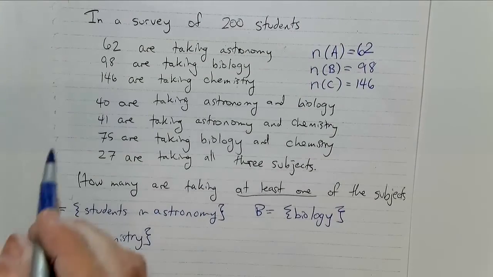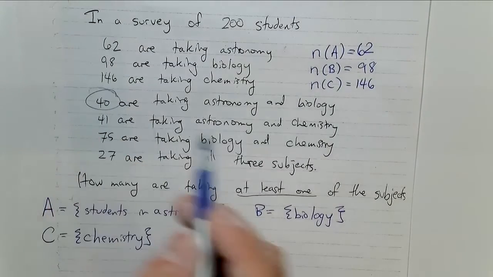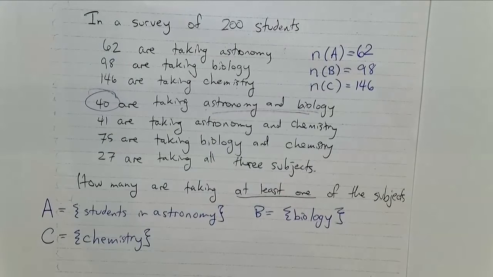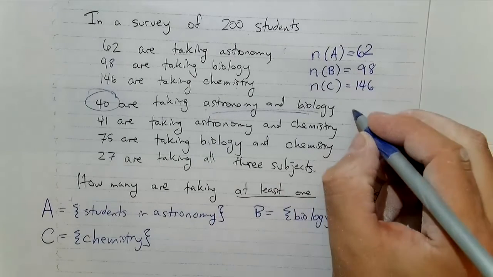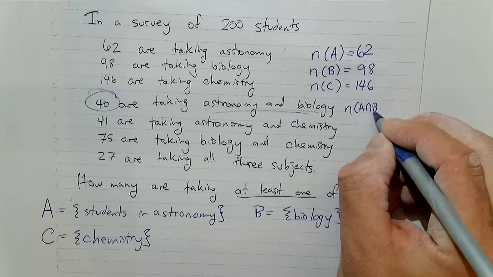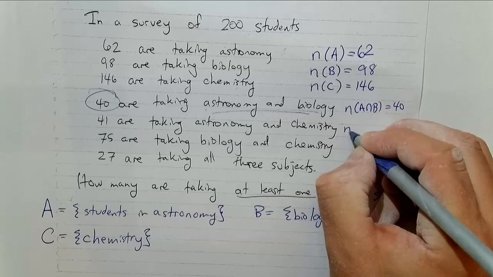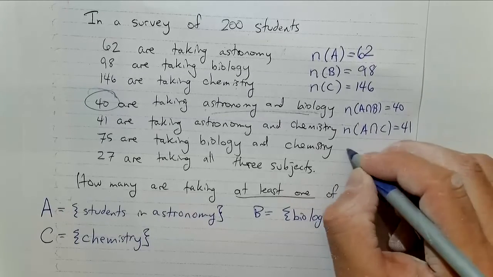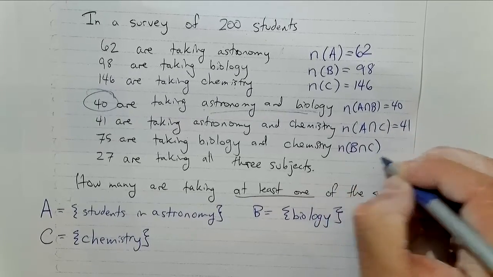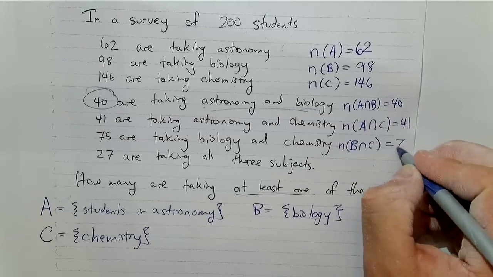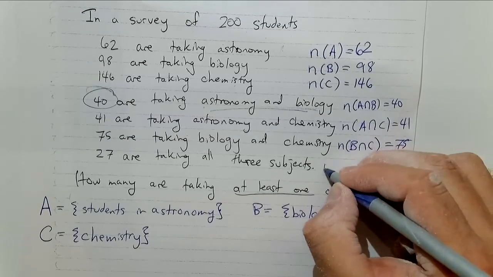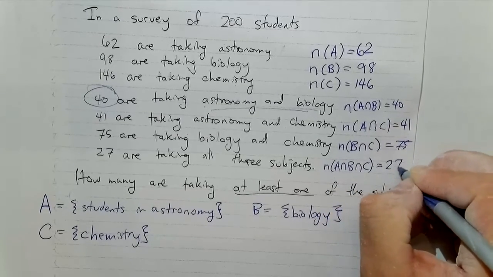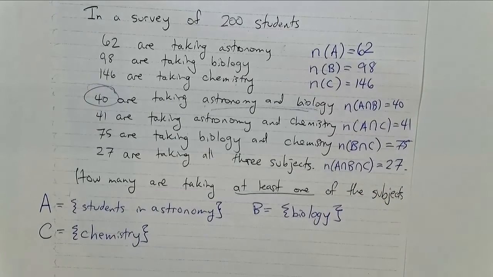Actually, can anyone tell me what the 40 is telling me? Yeah. It means the intersection of astronomy and biology. Yeah, exactly. So N of A intersect B is 40. Similarly, N of A intersect C is 41. N of B intersect C, you can see these things get long, is 75. You probably don't need to write it down as much as I'm doing, but I'm writing everything down to show you.